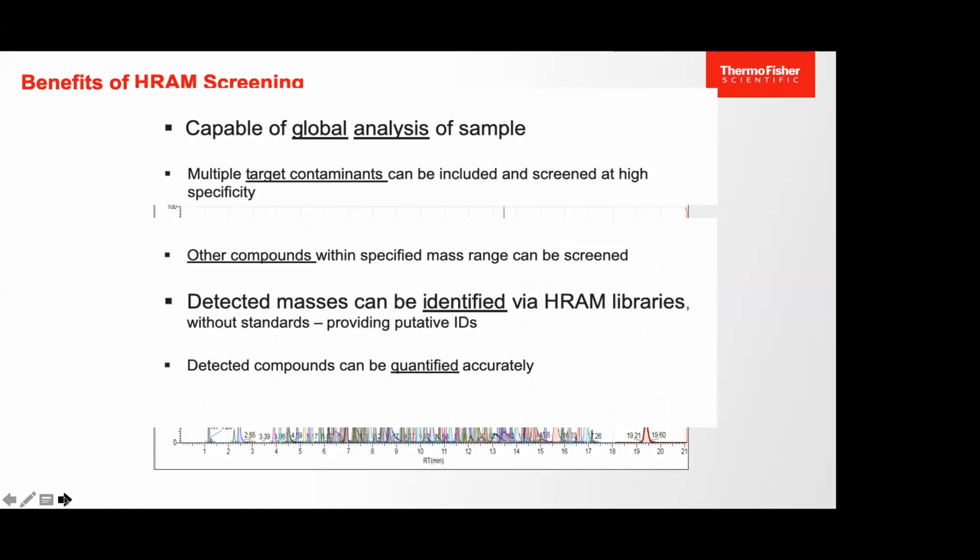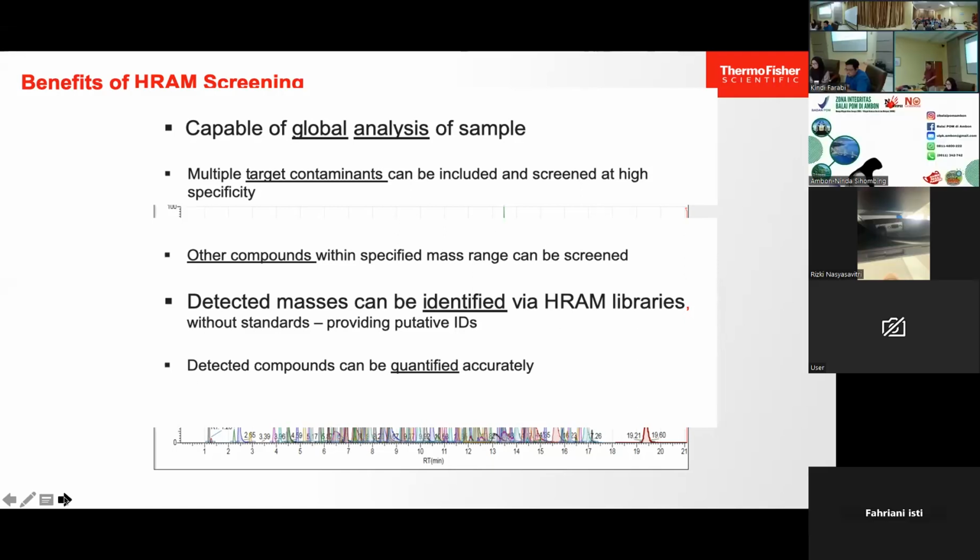If I set it wider, it will be able to discover more compounds. So this is the benefit. Detected masses we will identify by a commercially available library.